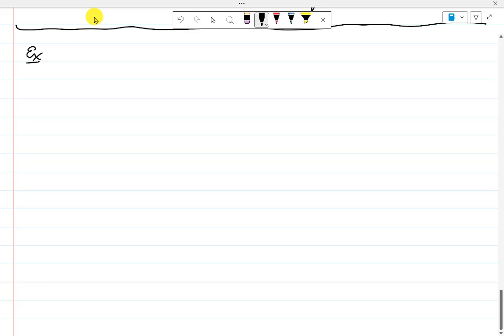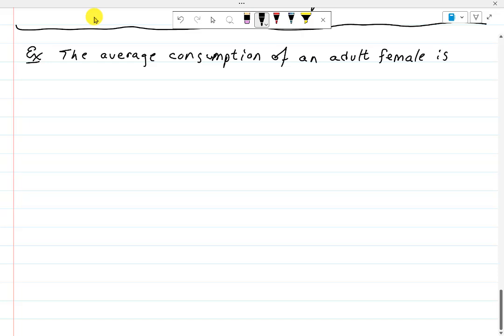The average consumption of an adult female is 2,000 calories per day. How many joules is that?